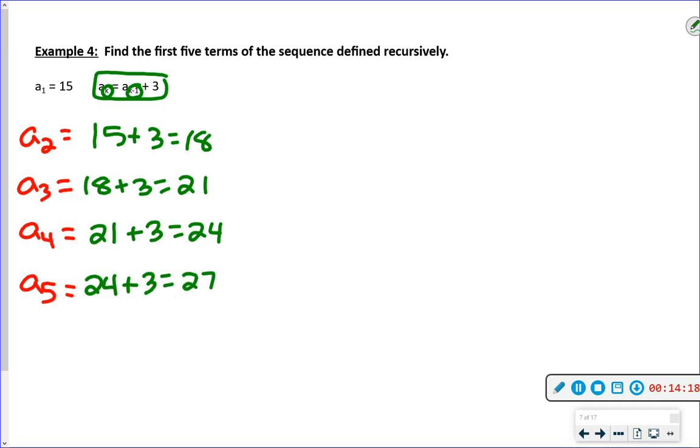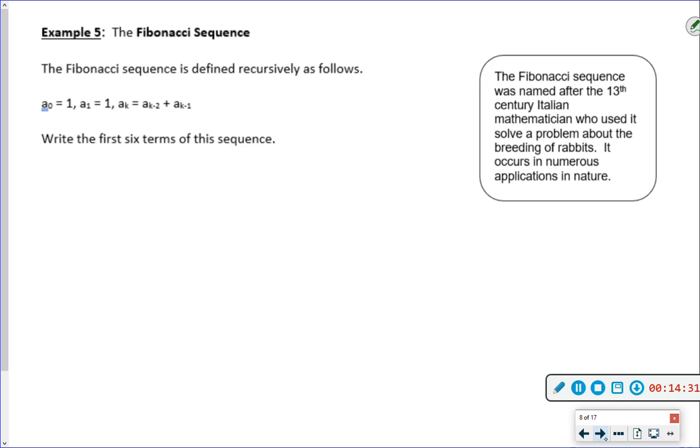So you just, I mean, the math is easy. We can all add 3. But you have to be able to kind of decipher that notation. So it's just saying, hey, to get the next term, add 3. You got it. Now, I haven't forgotten about example 3. I'm going to come back to that, but again, I'm going to do the easier ones first.